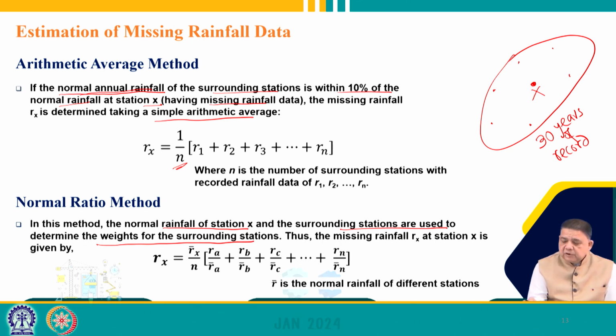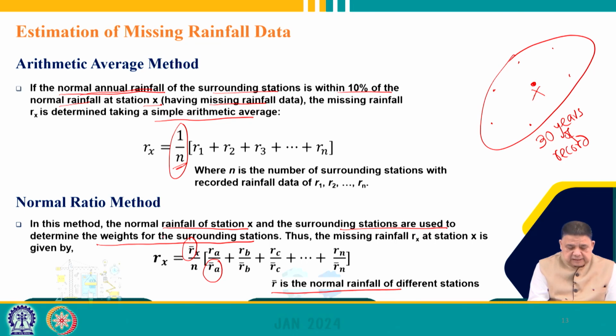So, weight assigned is equal. So, 1 by n is the weight, but in the normal ratio method it is the ratio of the normal rainfalls of this station X and the neighboring stations. So, basically in this case R bar is the normal rainfall. So, R x bar and R a bar or R x bar and R b bar, that assigns the weight.